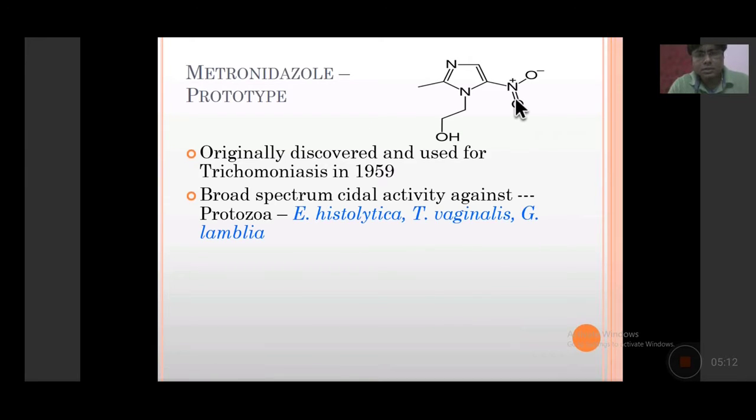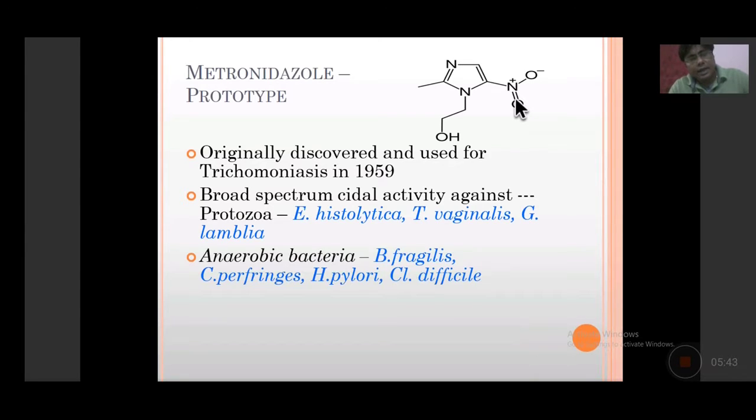Because metronidazole is the prototype drug, we need to read it thoroughly. It was originally discovered and used for trichomoniasis in 1959. It was not used for amoeba earlier, but later its efficacy in amoeba was found out, and it is now the main drug of choice for treatment of amoeba. Not only amoeba, it is a drug of choice for treatment of anaerobic bacteria as well. It has broad spectrum cidal activity against protozoa like Entamoeba histolytica, Trichomonas vaginalis, Giardia lamblia, and also anaerobic bacteria like Bacteroides fragilis, Clostridium, Porphyromonas, and H. pylori. H. pylori is very important to read, and the GIT is completed. You may remember that in the quadruple and triple regimens for treatment of H. pylori induced PUD, peptic ulcer disease, metronidazole is one of the components of that regimen.